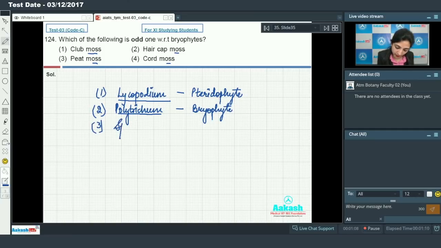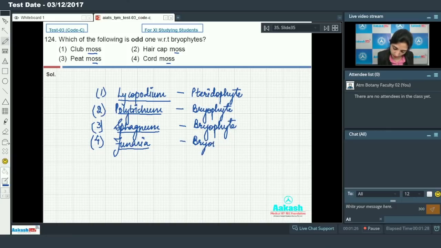Peat moss is sphagnum. It is also a bryophyte. Fourth is cord moss. It is Funaria. It is also a bryophyte. You have to select an option which is not a bryophyte. You have to select the odd one with respect to bryophytes. So option number 1, that club moss is Lycopodium. It is a pteridophyte and not a bryophyte. So the answer to this question is option number 1.